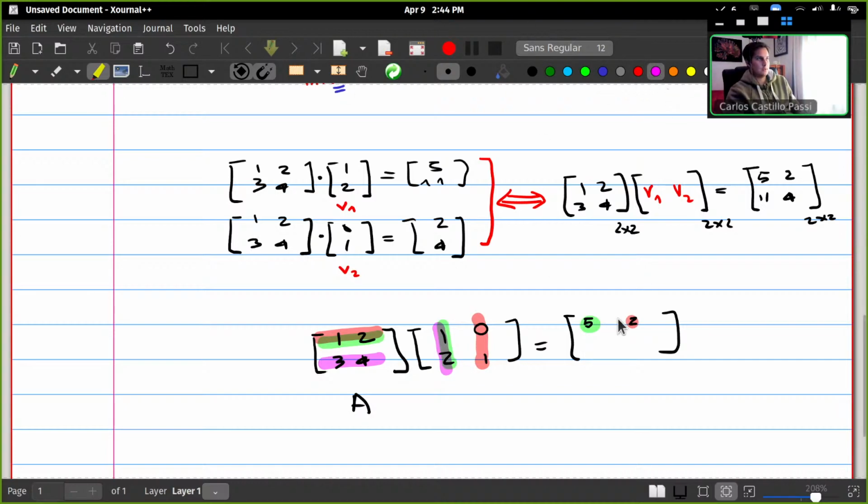Let me put it here. 11. And for the last one, we'll have this one, that is the second row and the last column. And that is 4. Let's see if we can do this with Python now.